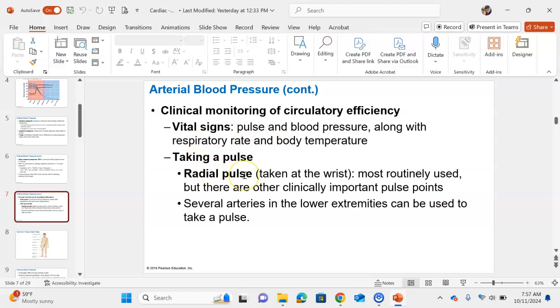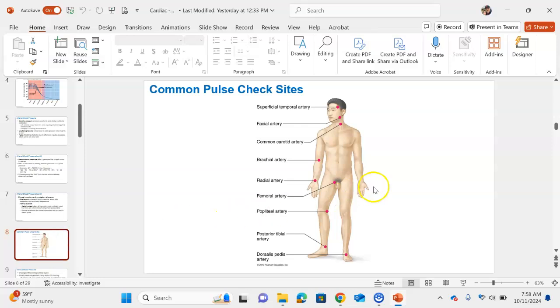Now, with pulses, there's multiple sites that you can take a pulse, upper and lower extremity. You can take a carotid pulse in the neck. That's the common one that you often see in movies and television. When a bad guy gets shot, and then the cop will come over and check their pulse in the neck, and they're like, "Oh crap, we needed to question him." That's the one they usually check wrong.